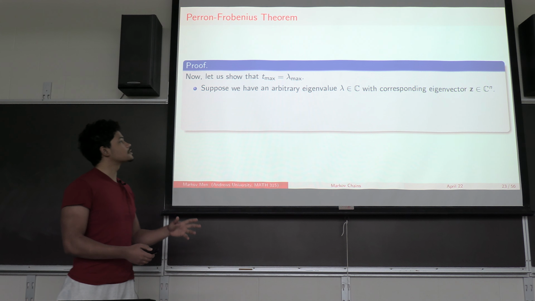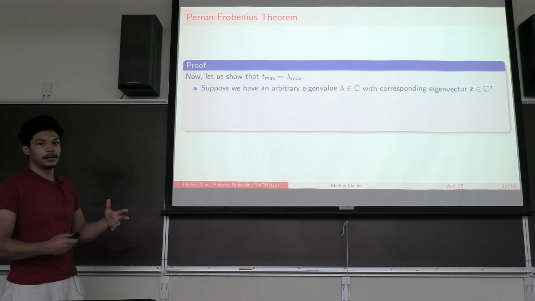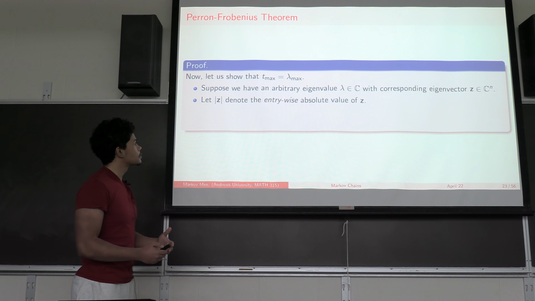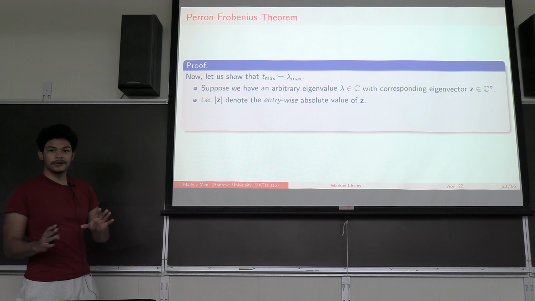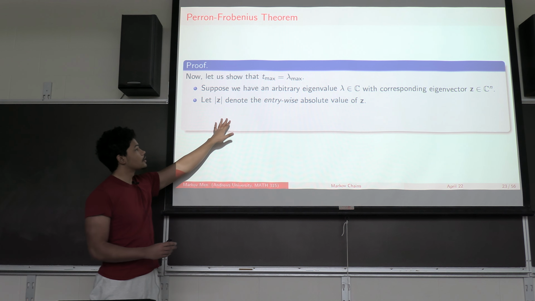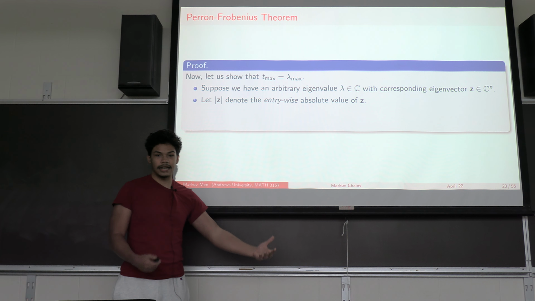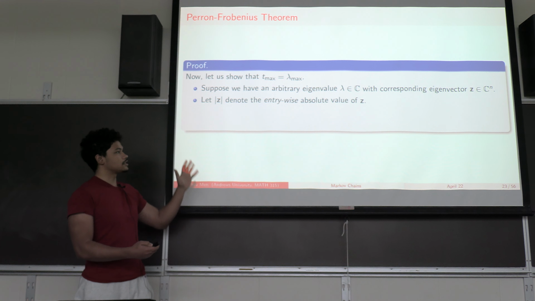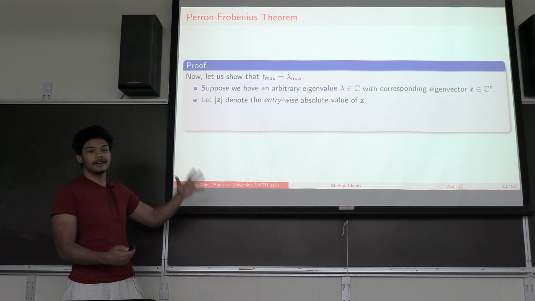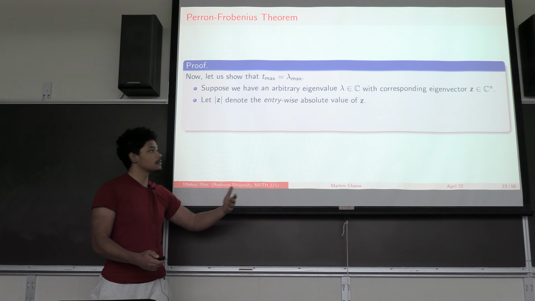So suppose we take some arbitrary eigenvalue, a complex number lambda, and its corresponding eigenvector z in C^n. Now, just for this proof, I don't want you to get confused, we're going to let the absolute value of z denote the entry-wise absolute value, right? And that is just to make the next statement. So we're not taking the magnitude, we're just taking the absolute value of each entry in z.